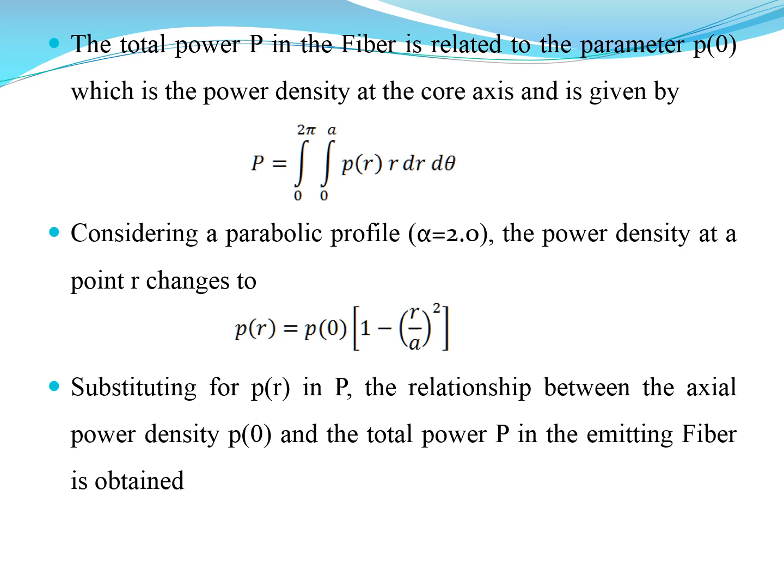Now we are going to consider the parabolic profile graded index fiber. For a parabolic profile, the profile parameter alpha is assumed to be equal to 2. Then the power density at a point r changes: P of r is equal to P of 0 into 1 minus r by a, the whole squared, where r is the radius of the emitting source and a is the radius of the fiber core. Substituting for P of r in P, the relationship between the axial power density and the total power in the emitting fiber can be obtained.